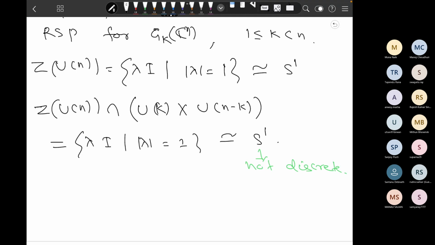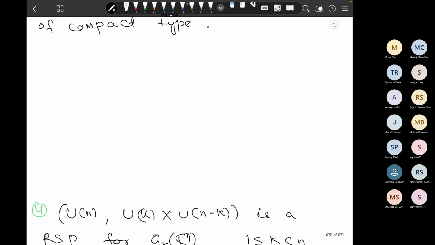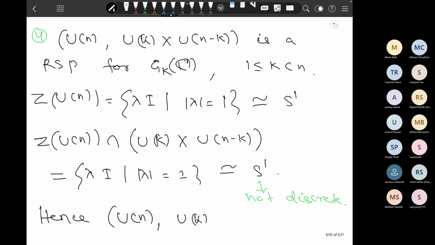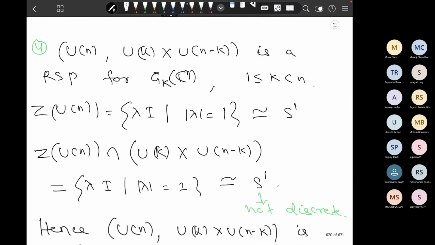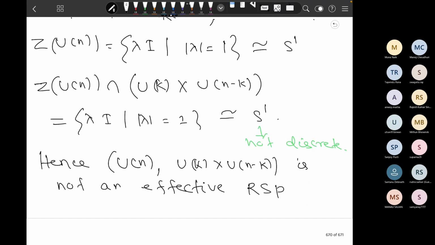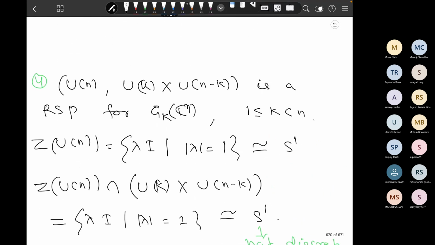Hence this (U(N), U(K) × U(N−K)) is not an effective Riemannian symmetric pair. For that reason, it is not useful.